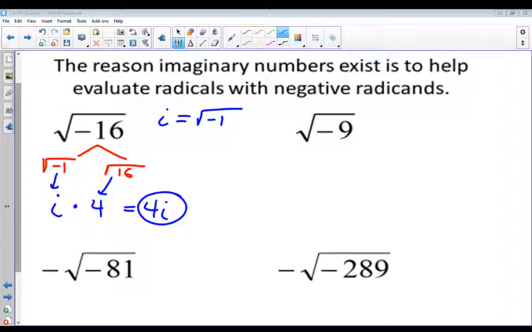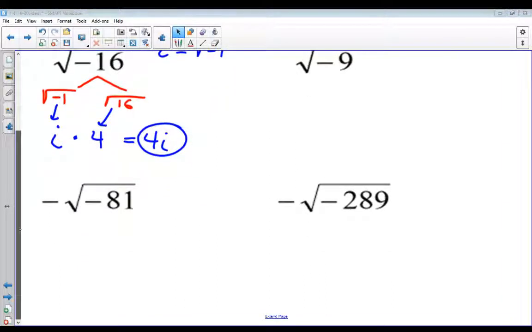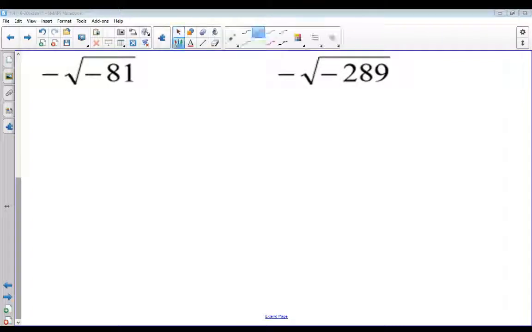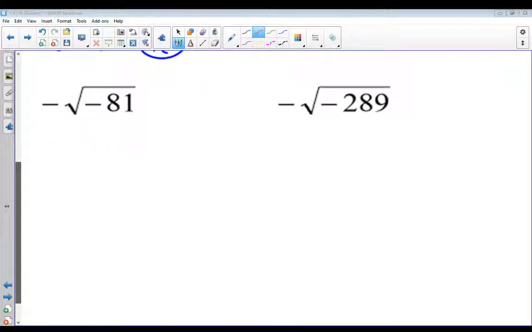Easy as that. Now let's take a look at the one underneath it, where we have a negative on the outside and then a negative on the inside. The negative on the outside, we can actually leave alone. The negative on the inside gives us an imaginary number, and we need to get that imaginary number out. So to do that, I'm going to split this into negative 1 and the square root of 81.